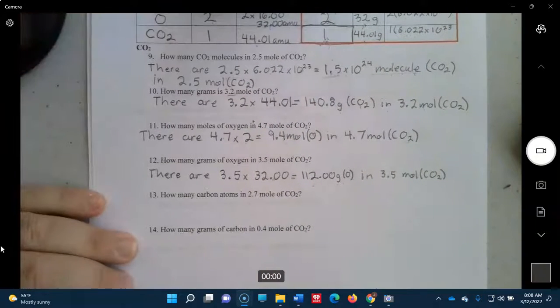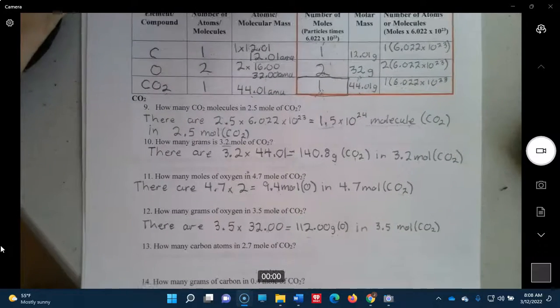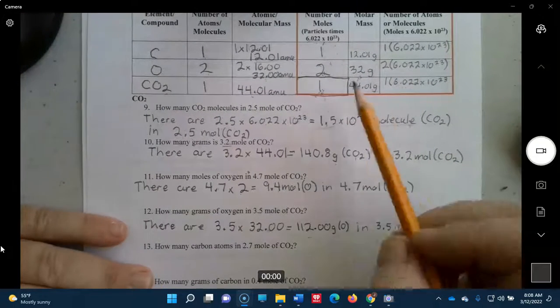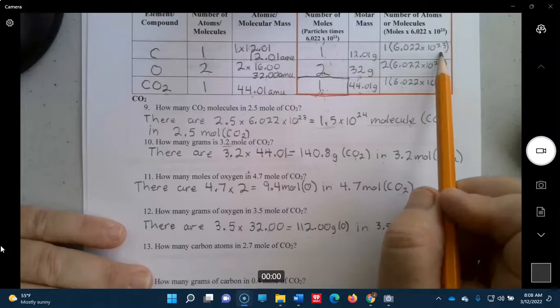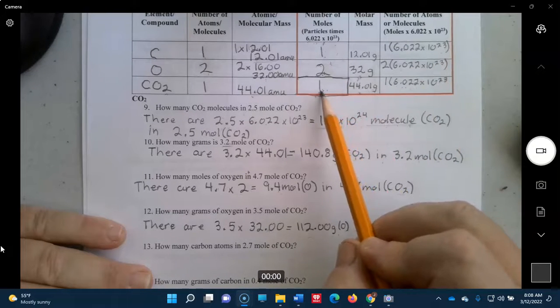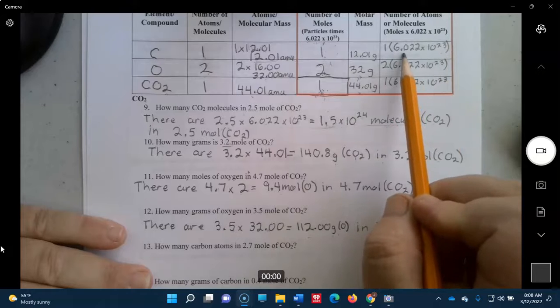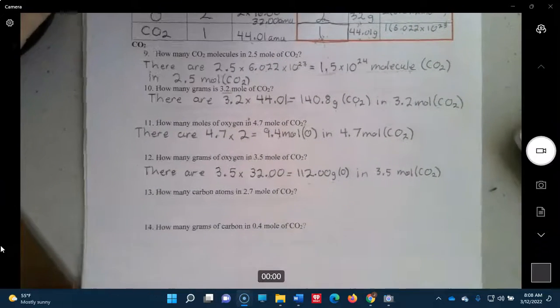How many carbon atoms in 2.7 moles of CO2? So in 1 mole of CO2, you need 1 mole of carbon. That's 6.022 times 10 to the 23rd. So if you want 2.7 moles of CO2, you need 2.7 times that many carbon atoms to get you there. So we'll go ahead and do that.